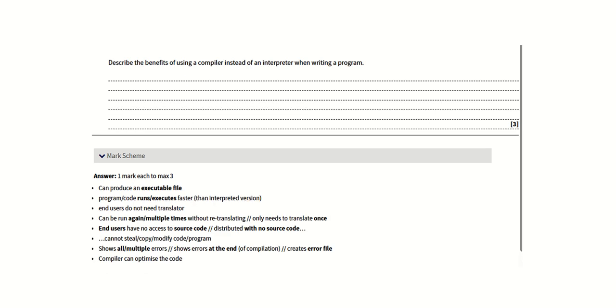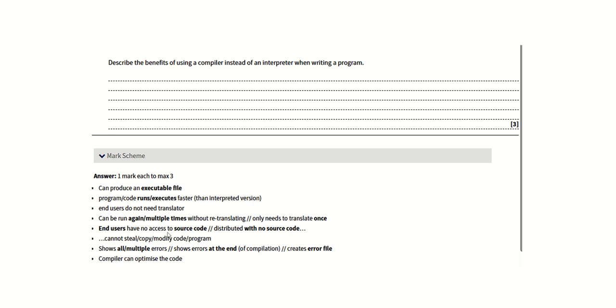Describe the benefits of using a compiler instead of an interpreter when writing a program. Benefits of a compiler. Right, it's going to produce an executable. Once it's compiled, the program runs faster than the interpreted version, which you don't have to write, because that's what it means by it being in brackets there. The end users do not need a translator, so once it's been translated by a compiler, that's it. You don't need to translate it again, so people using the program don't need to translate it. Can be run again without retranslating, only needs to be translated once.